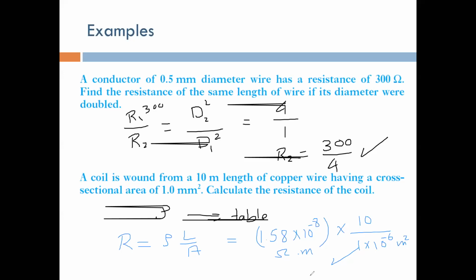Okay. And the first question, the diameter D2, how come it's 4?